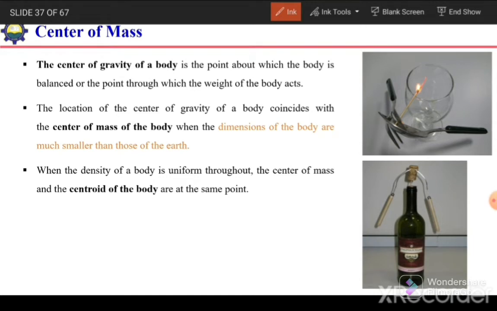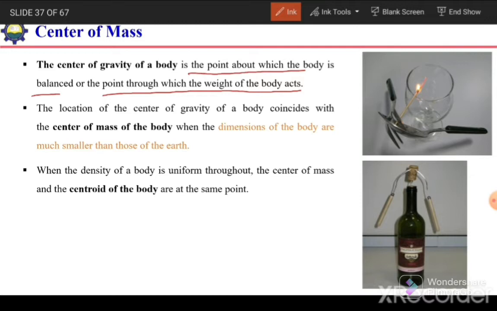The next concept is center of mass or center of gravity. The center of gravity of a body is the point at which the body is balanced, or the point through which the weight of the body is acting. So it is actually the point at which we can balance the body.